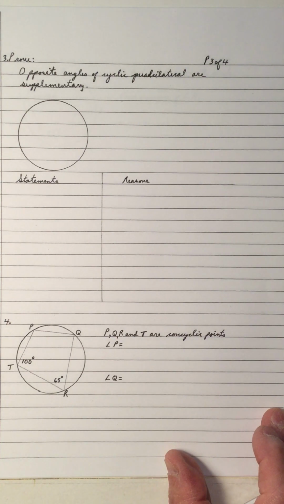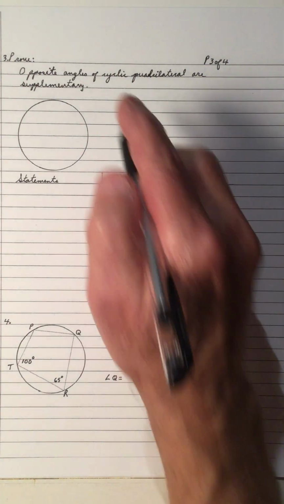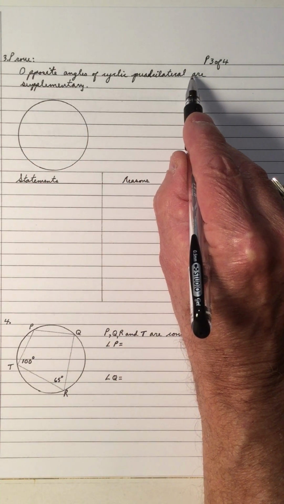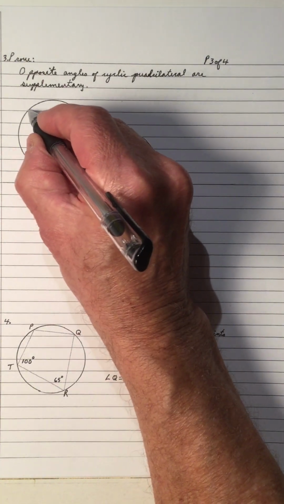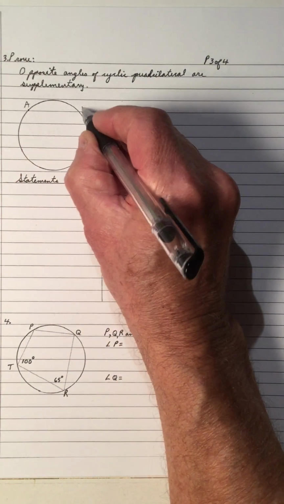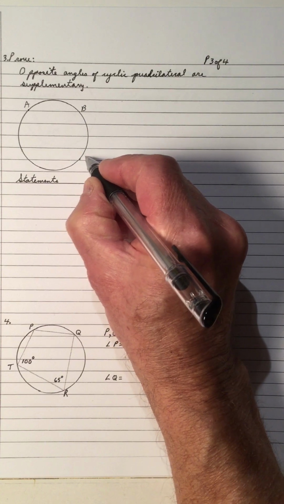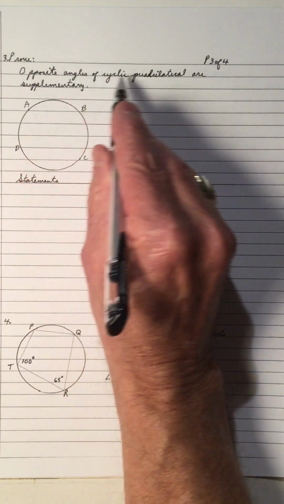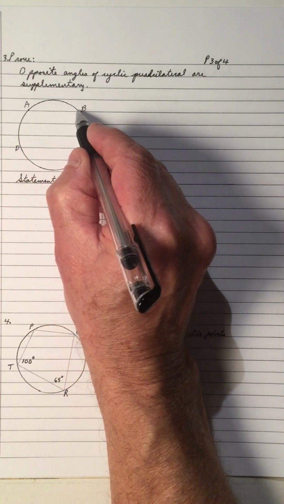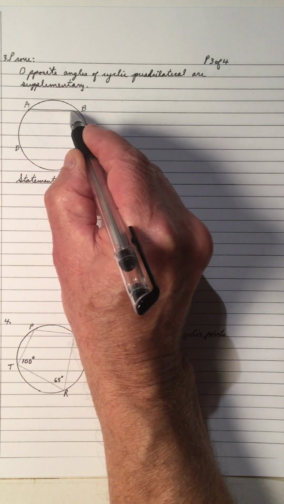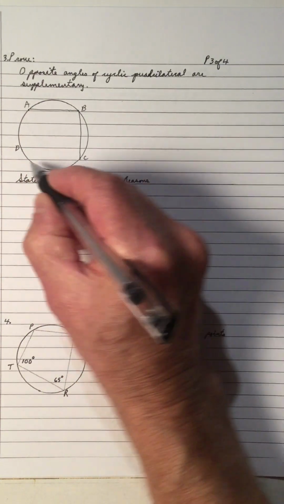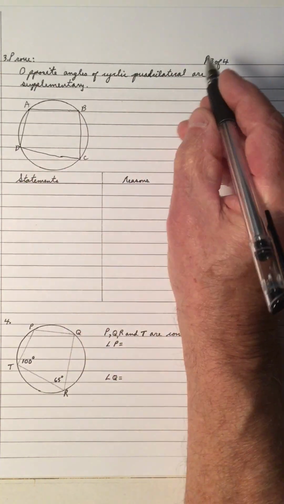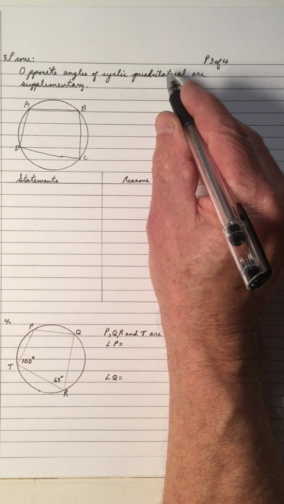Let's continue. Let's prove a theorem. Prove the opposite angles of a cyclic quadrilateral are supplementary. So we have to have a cyclic quadrilateral. So let's label the points A, B, C, and D. So a cyclic quadrilateral, so it's A going to B, C, D. In this statement, we've got to prove they're supplementary.